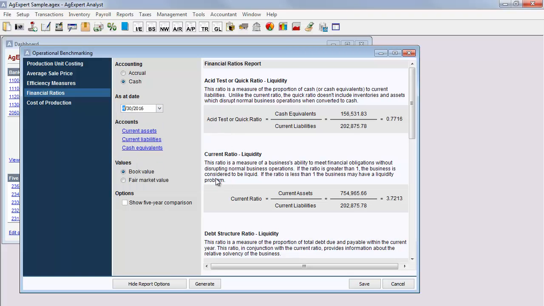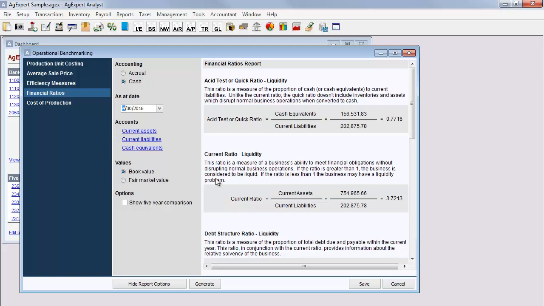Several financial ratios require specific account balances to ensure an accurate result. To ensure the accuracy of the financial ratios, click the link for each account class and select the accounts that should be associated with it.